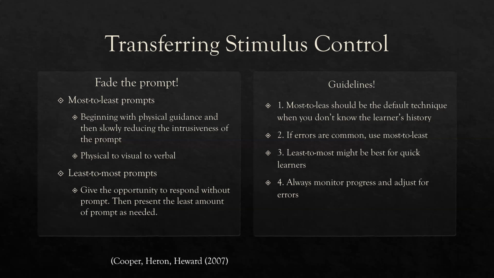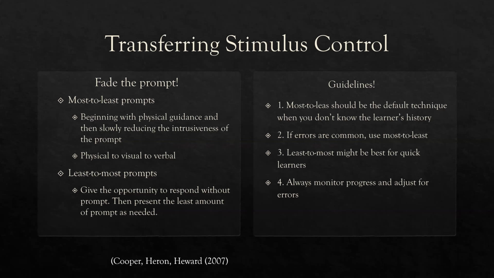So think about it this way. If our most to least hierarchy is physical, visual, verbal, our least to most hierarchy is going to be verbal, visual, physical. And that's the order you should try to go in, right? With least to most prompting, we're really trying to eliminate the need for these very intrusive prompts.